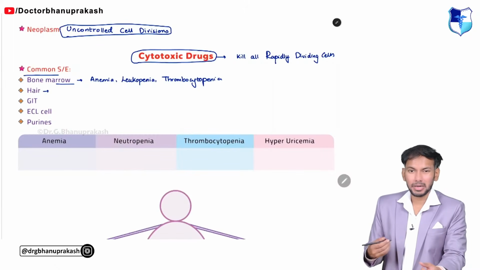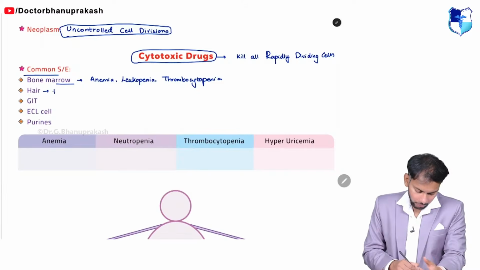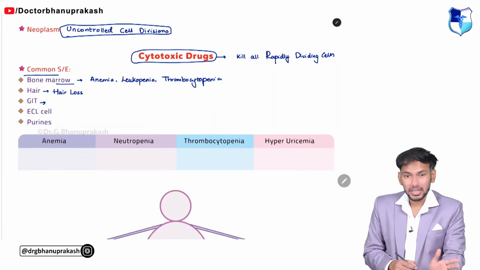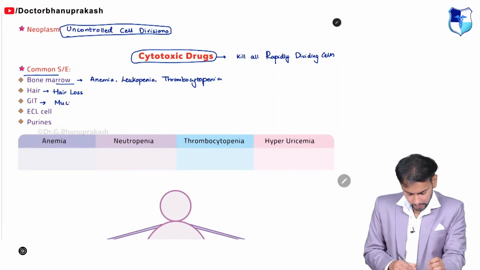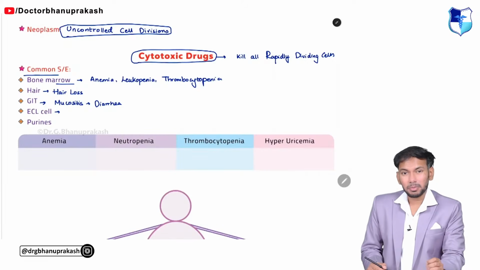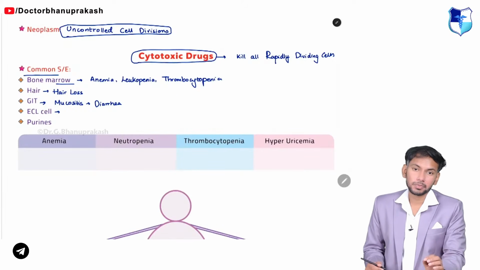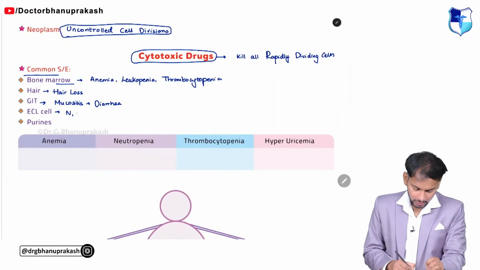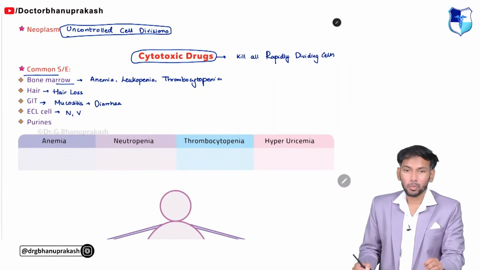Hair is also a rapidly dividing structure, so it will cause hair loss. And GIT also has a lot of rapidly dividing cells. When we kill GIT cells, it will cause mucositis. Because of this, absorption doesn't happen and it will cause diarrhea. And enterochromaffin-like cells will be dead, and this will cause what? Release of histamines and serotonin. When serotonin increases, it will cause nausea and vomiting.